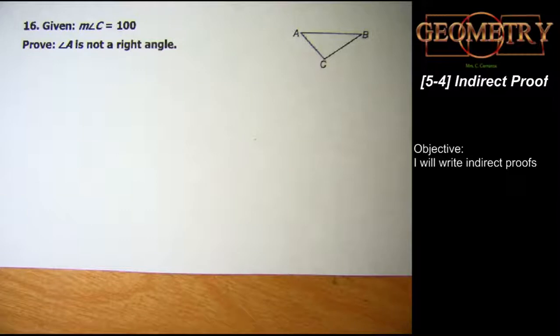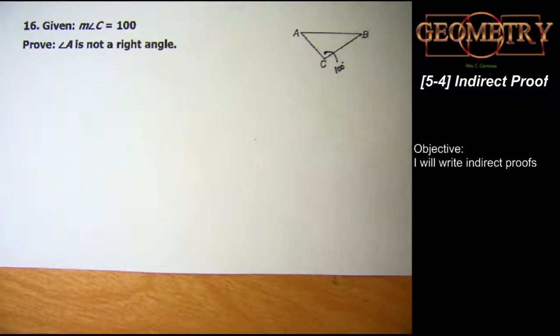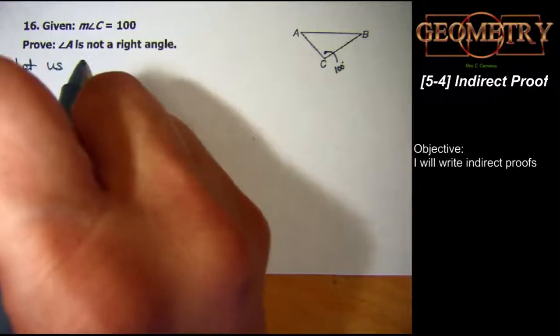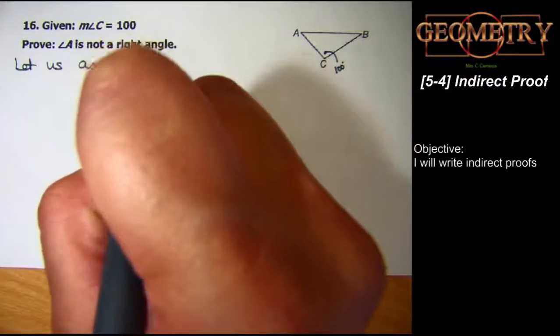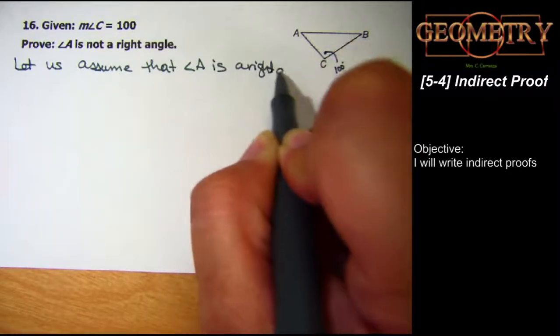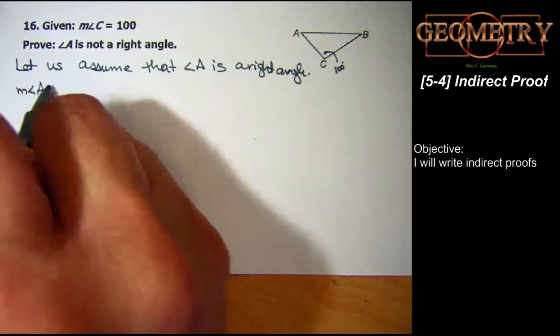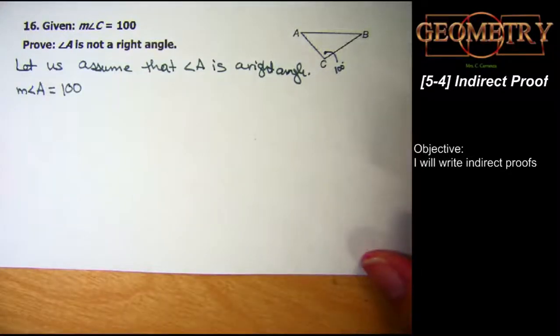Okay, we're told the measure of angle C is 100. So I'm going to label that. That's 100 degrees. And then I want to prove that angle A is not a right angle. So I'm totally going to start by saying it is. Let us assume that angle A is a right angle. Okay, from that I know that the measure of angle A equals 90. Sorry, right?